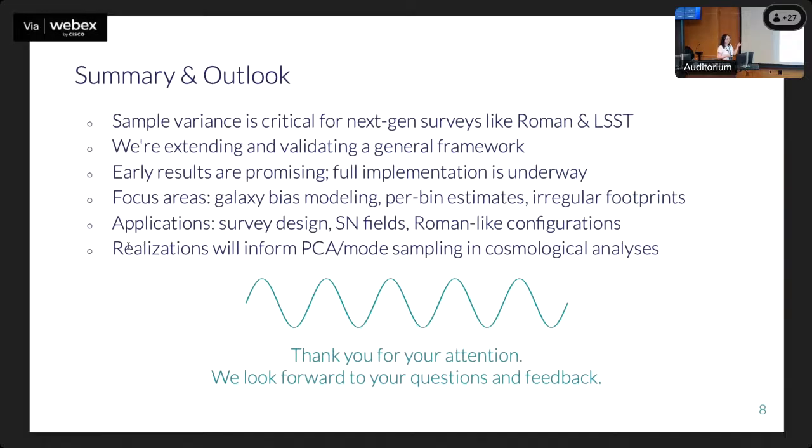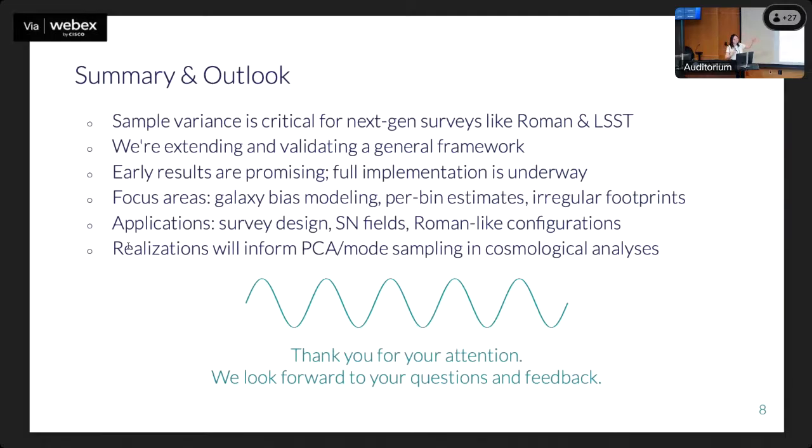So we want to reiterate again that sample variance is critical for next generation surveys like Roman and LSST. We're extending and validating a general framework of DES Year 6, and our early results are super promising, and the full implementation is underway, in which we'll improve the galaxy matter bias modeling in the current method when generating the sky map. We also want to include per redshift bin estimates and also cross redshift estimates for sample variance.